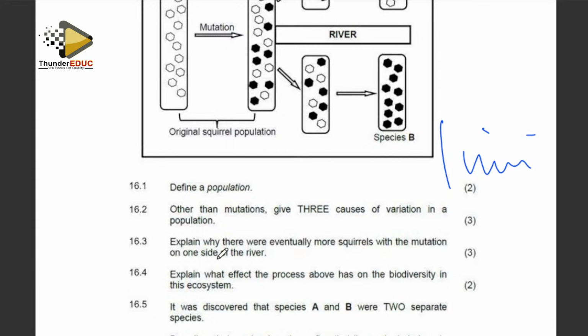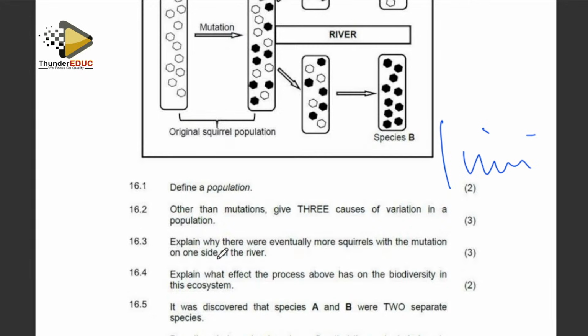Sorry guys, you know why I'm laughing at you? When we were at genetics, people were saying, I need help with evolution. Now we are on evolution, and we are saying, I need help with genetics. All right, the genetics we are done. Let's continue.